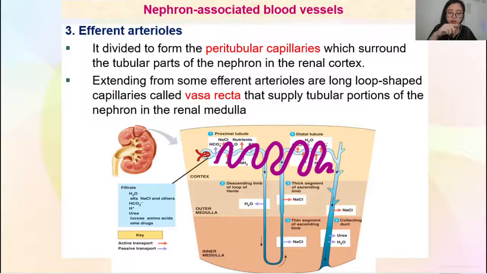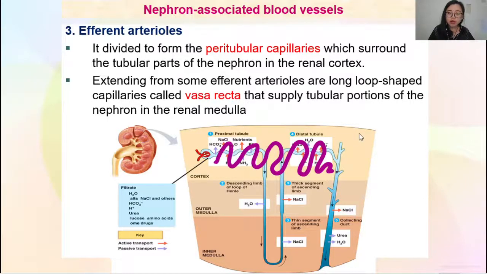Okay, so it's going to be all around next to the proximal and distal convoluted tubules. Extending from some efferent arterioles are long loop-shaped capillaries called vasa recta that supply tubular portions of the nephron in the renal medulla. Apa maksud ayat yang kedua ni?